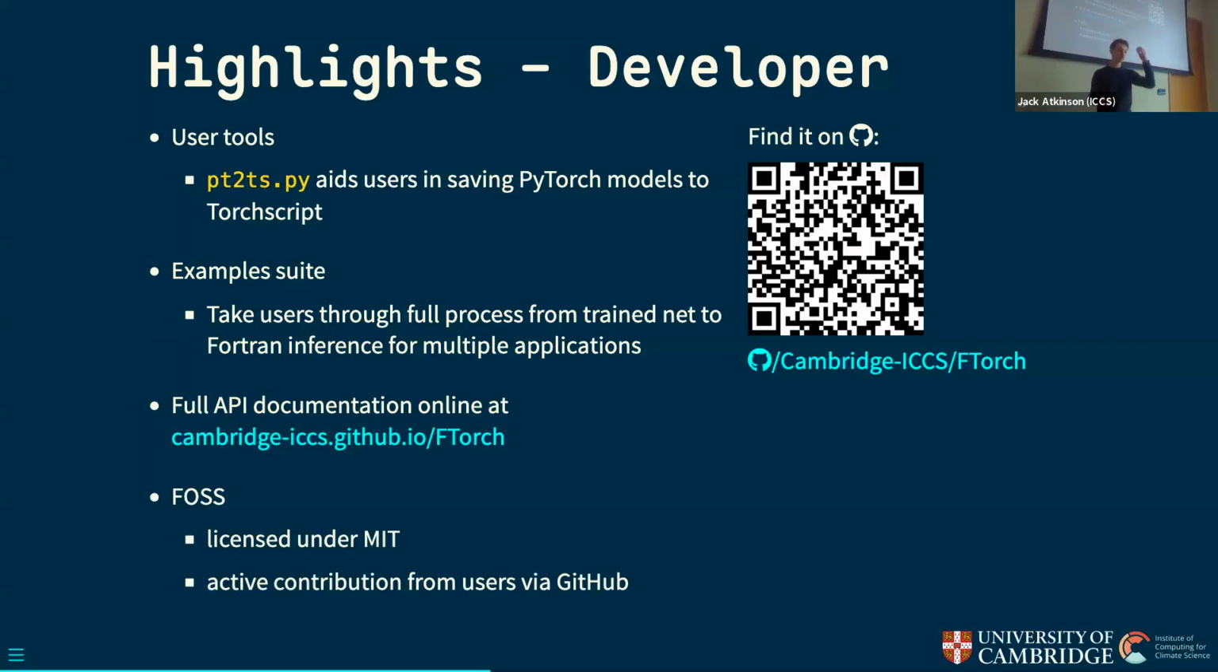FTorch is free and open source. It's licensed under MIT, which is very permissive, and it's actively getting contributions from users, both in our team and, recently, a lot more contributors from outside of our team, which has been really nice. Following talks like this that we've given, people got interested, hackathons, and also just random people that found it on the internet.